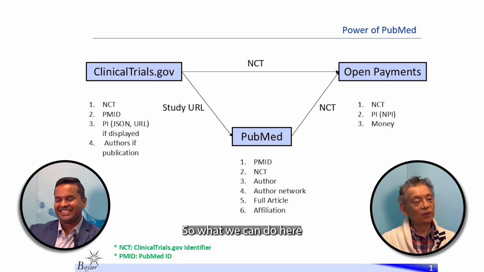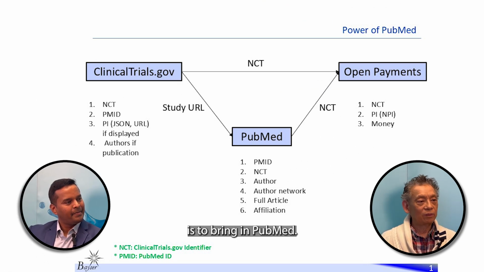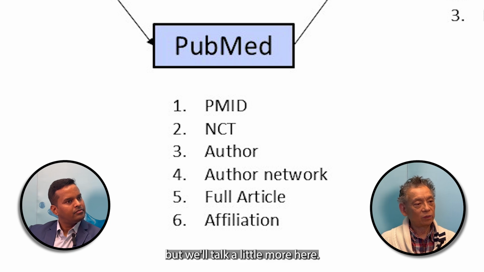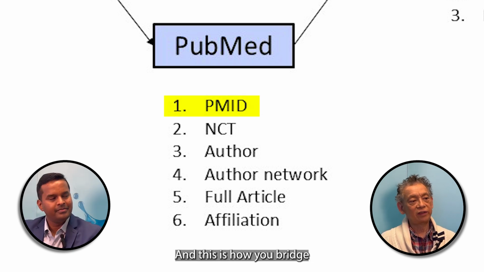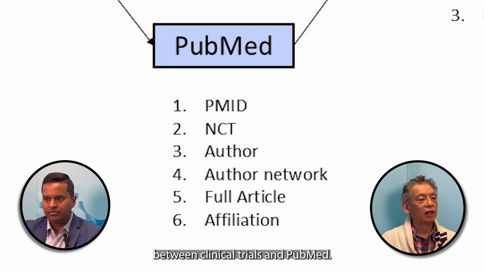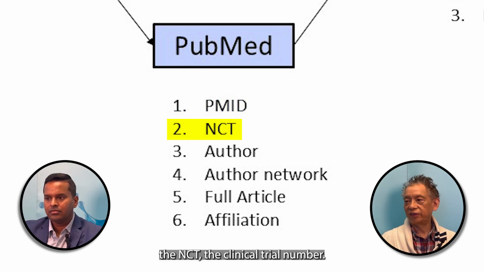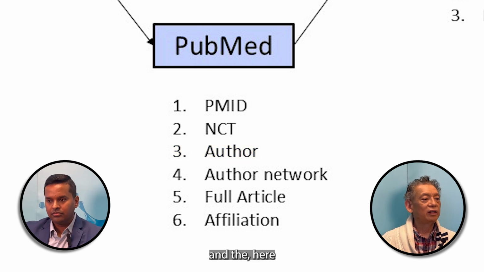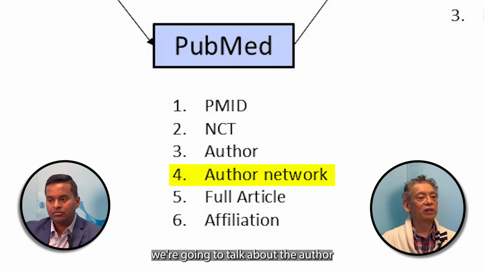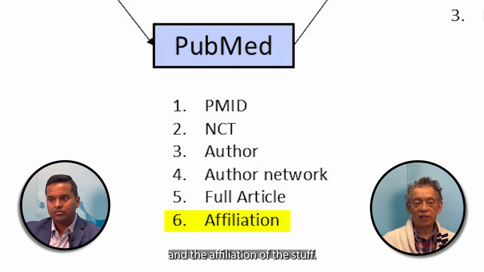We have the manufacturer. So what we can do here is bring in PubMed. We talked about PubMed briefly, but we'll talk a little more here. PubMed has the PubMed ID, obviously, and this is how you bridge between clinical trials and PubMed. It has the NCT, the clinical trial number, and then it's got the author. Here we're going to talk about the author network, the article, and the affiliation.